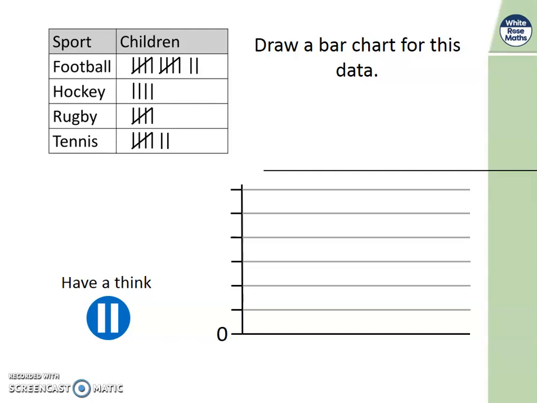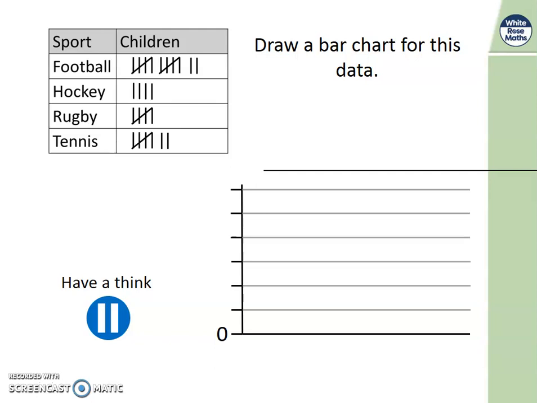Pause the video and have a think about this one. How could you draw a bar chart for this? Don't forget the title at the top. Let's have a look at how you did.